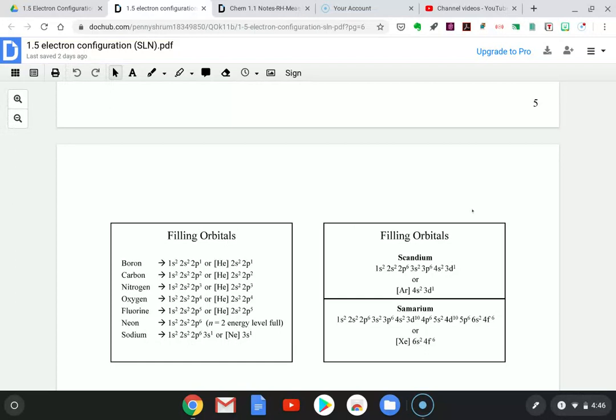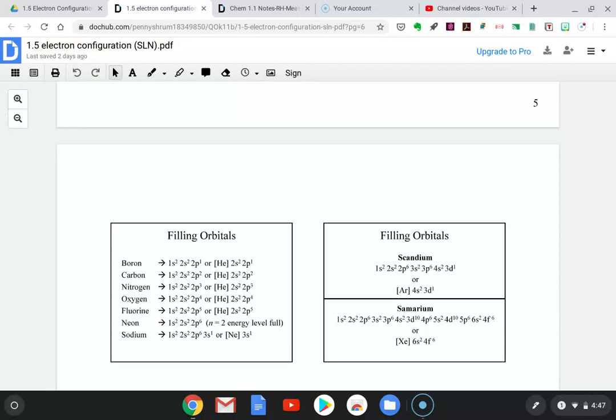Okay, a couple of examples here. Notice that in scandium and samarium, 3d comes after 4s, and 4f comes after 6s. So again, we have a filling order that you can follow on the periodic table. We're definitely going to come to talking about the blocks on the periodic table, the s block, the p block, the d block, and the f block. And when we talk about those, I think that'll help make that a little clearer.